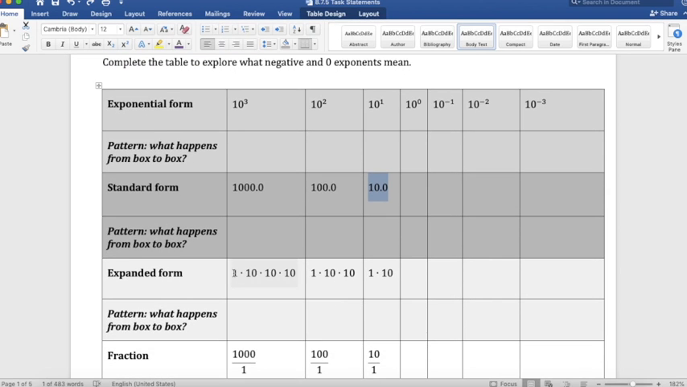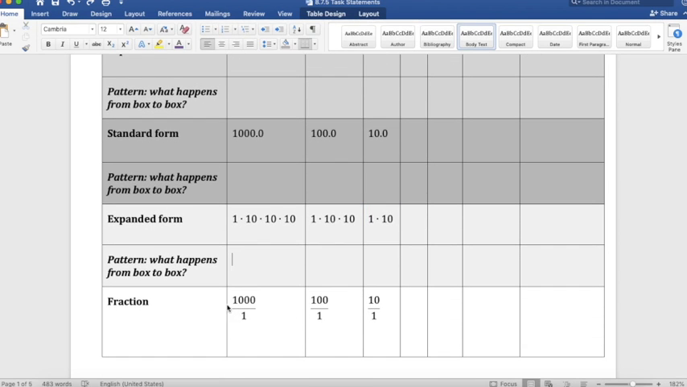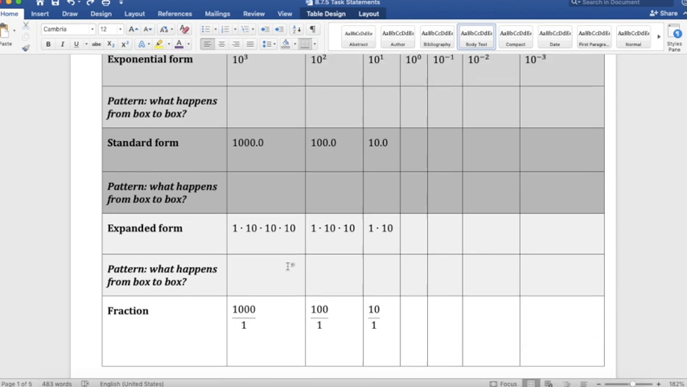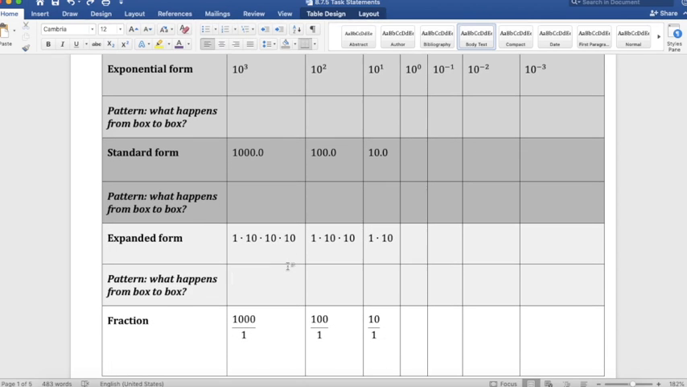And then an expanded form. What's happening to expanded form? And can we continue the pattern? And finally, in fraction form, what's happening and can we continue the pattern? Take a minute, pause, think about what we'd put there, and then I'll go through how to continue all these patterns.